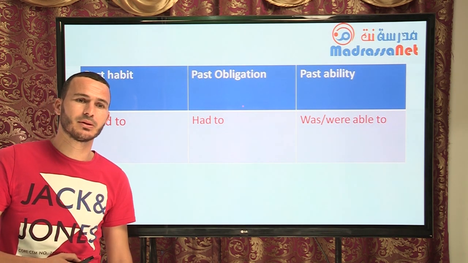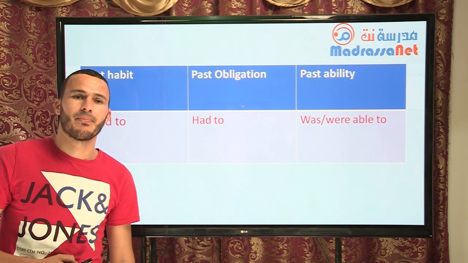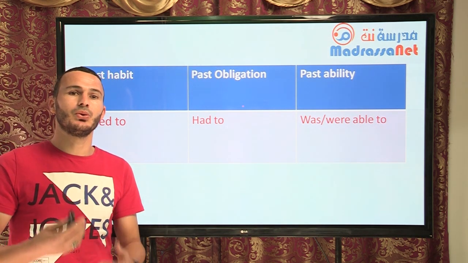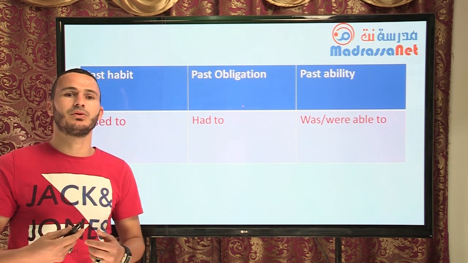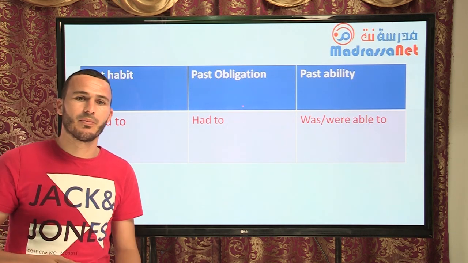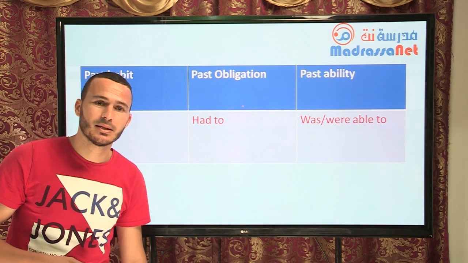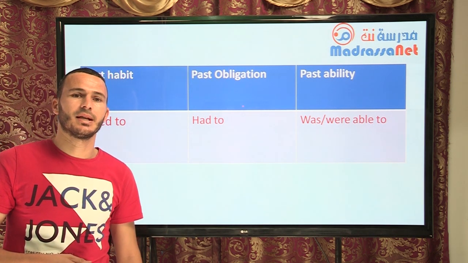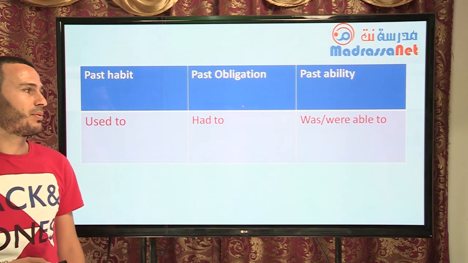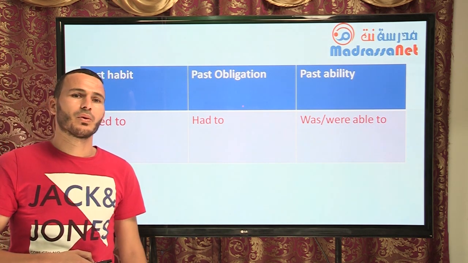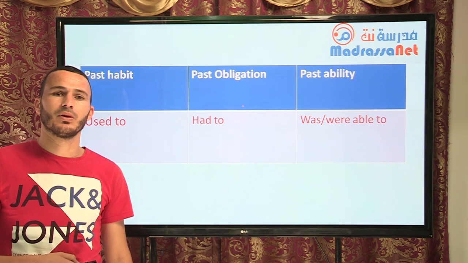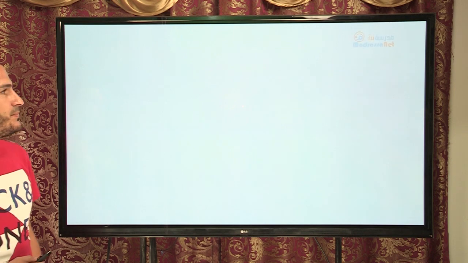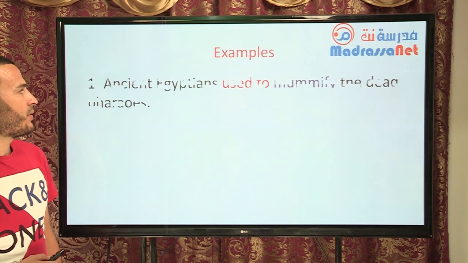The semi-modal be able to expresses past ability, something that somebody could do or was able to do in the past. For example, when I was a child, I was able to speak English fluently. Another example, when I was 10, I was able to ride the bicycle. Here we go. There are other examples.